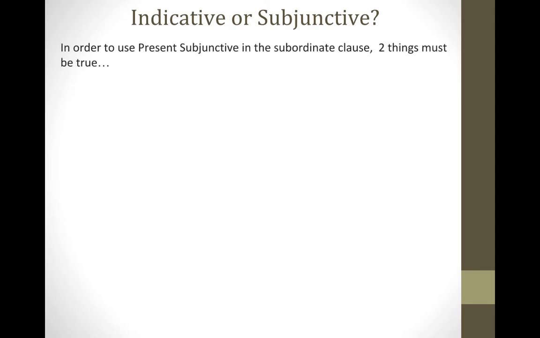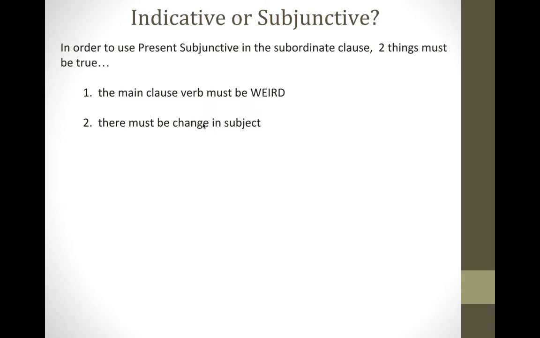So a reminder. In order to use present subjunctive in the subordinate clause, two things must be true. Number one, that main clause verb must be WEIRDO. Remember that acronym stands for wish or want, emotion, impersonal expression or statement, request, doubt, or denial. So far we've only learned the W, and we're going to learn the second half of the W today. And then there must be a change in subject. The main clause verb must be WEIRDO, and there must be a change in subject.